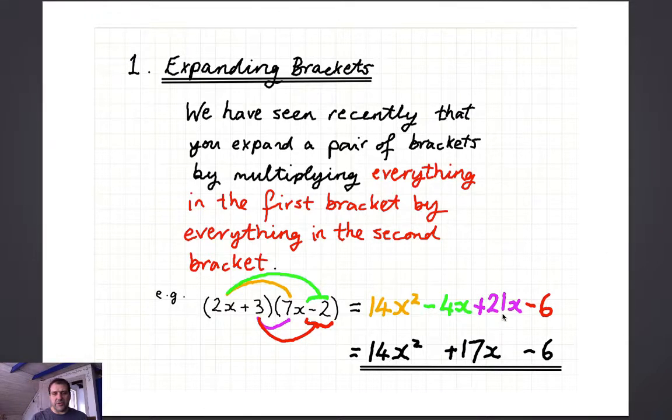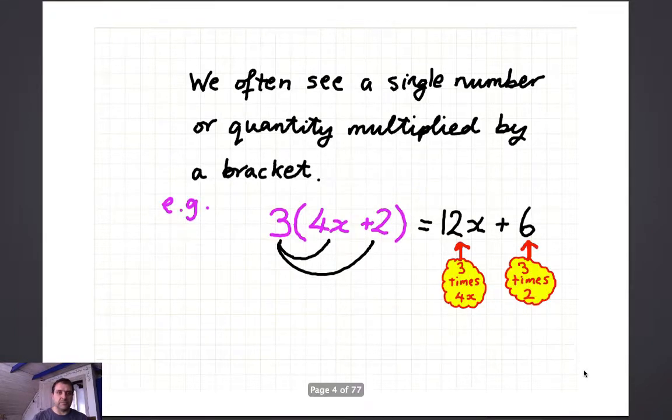And then there's two terms in the middle that are both x terms, so we can put them together to make a single x term. So we end up with 14x squared plus 17x minus 6. And then sometimes you see a single number next to a bracket, which means you have to multiply them. So that means 3 times everything in the bracket. So 3 times 4x gives you 12x, and 3 times 2 gives you 6.